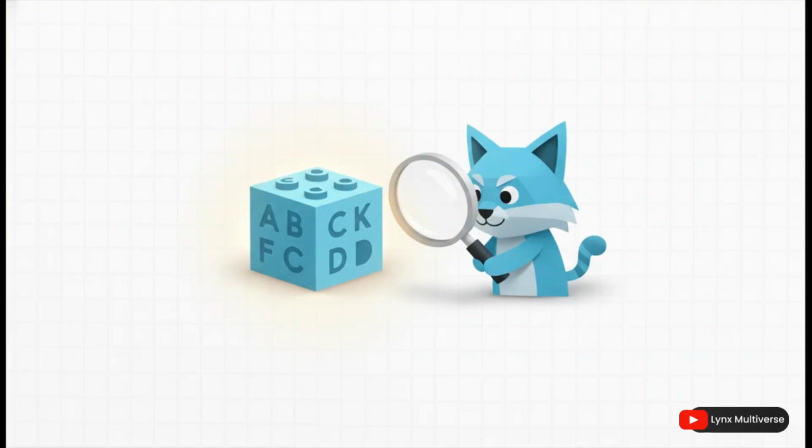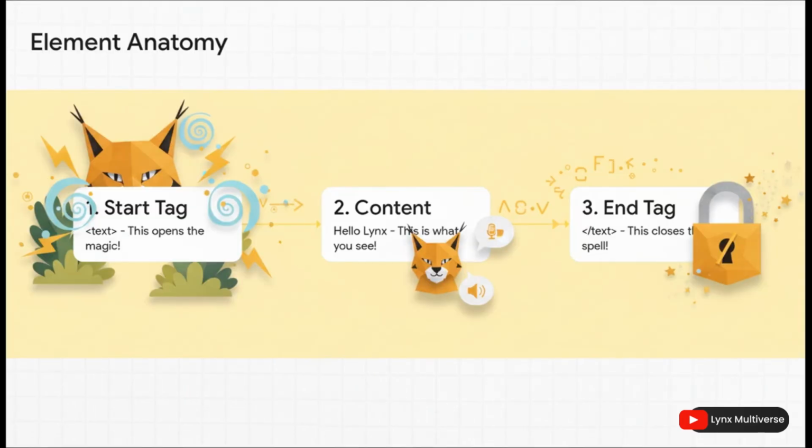And our very first brick is going to be the text element. And guess what it does? It just shows words. See? Super easy. So every little magic spell, element, has three parts. First, you need a start tag, like this, to open the magic. Then you put your words inside. That's the part everyone sees. And finally, you have to close the spell with an end tag. It looks just like the start tag, but it has that little slash. That's how it knows the magic is complete.